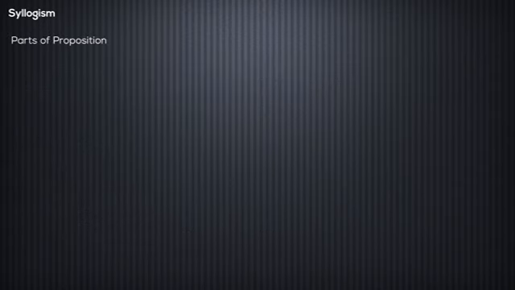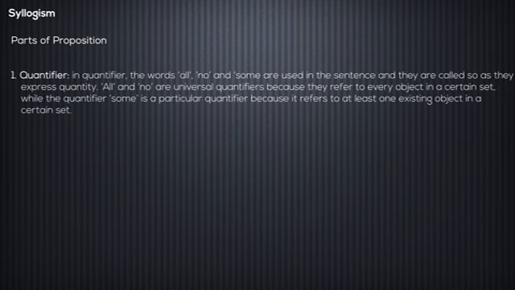Parts of proposition. It consists of 4 parts. Quantifier. In a quantifier, the words all, no, and some are used in the sentence and they are called so as they express quantity. All and no are universal quantifiers because they refer to every object in a certain set, while the quantifier some is a particular quantifier because it refers to at least one existing object in a certain set.